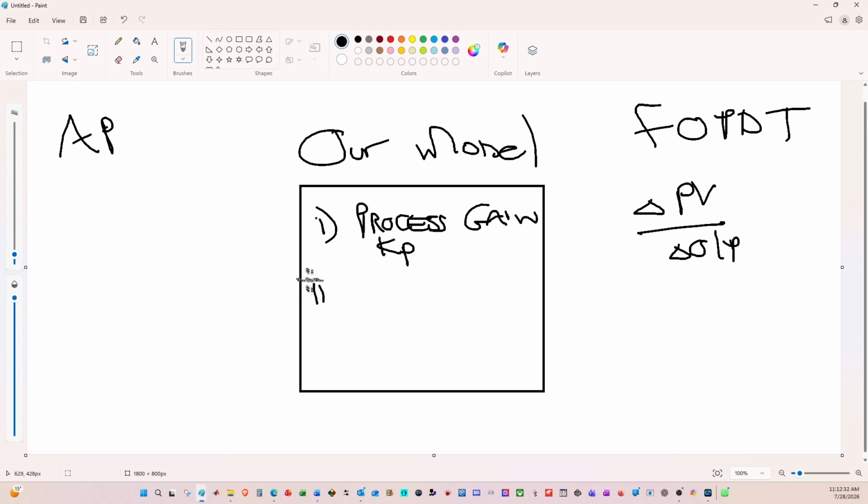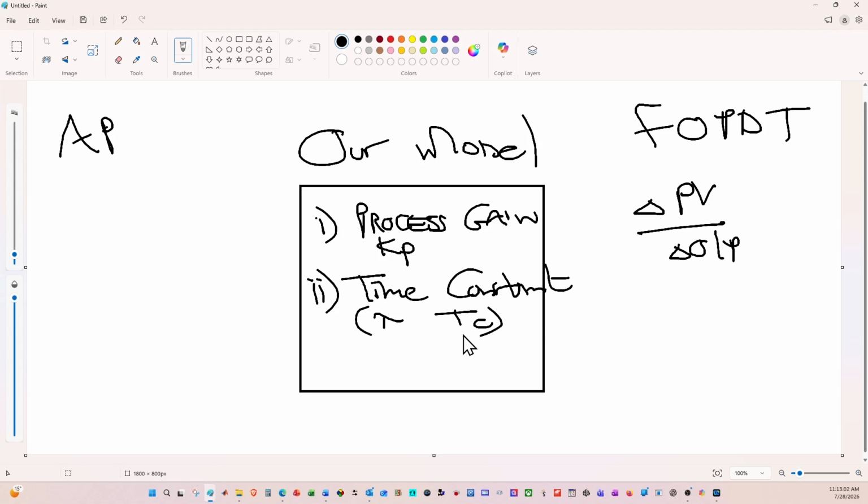The second important aspect is going to be our time constant. Once again, nothing that you haven't heard of before in my videos. This often is going to get represented by the symbol lambda, or otherwise I just like to put in TC. It is the speed of a process. It is the time required for the process to reach 63.2% of its total response after a step change. And of course, we ignore any dead time.